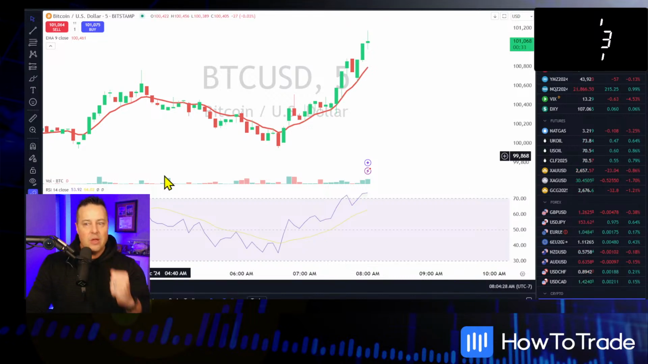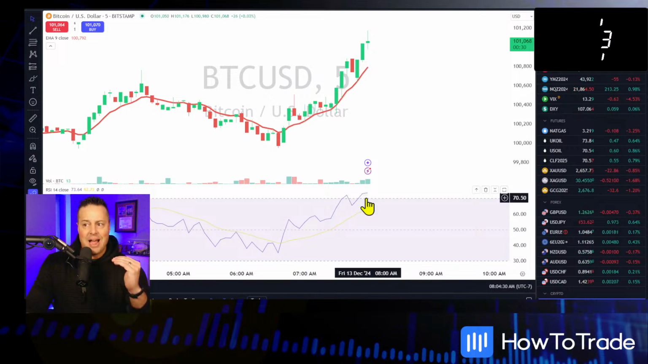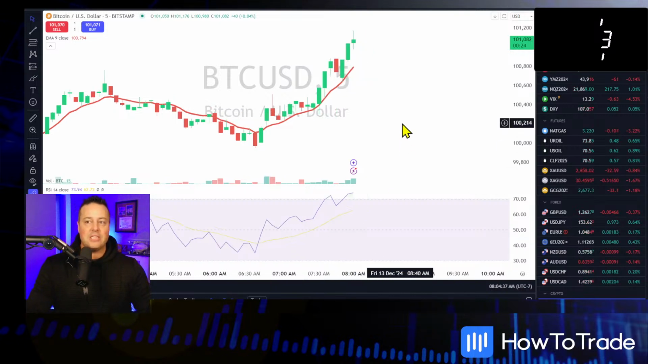It's a filter. So what we're looking to do is find our RSI. When we're in overbought territory, we're looking to sell the market. And when we're in oversold territory, we're looking to buy the market. It's that simple.